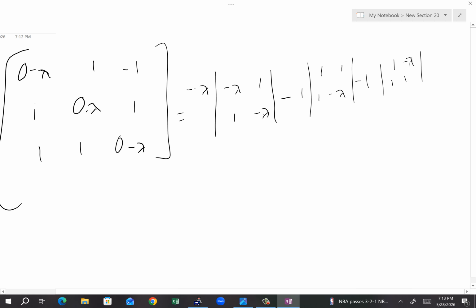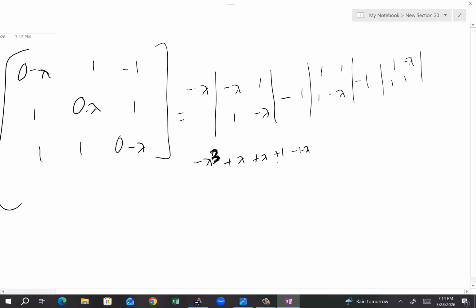So it's going to be lambda squared minus 1. It's going to be negative lambda cubed plus lambda. And then it's going to be negative lambda minus 1, so plus lambda plus 1. And then it's going to be 1 plus lambda. So it's going to be minus 1 minus lambda. There we go.